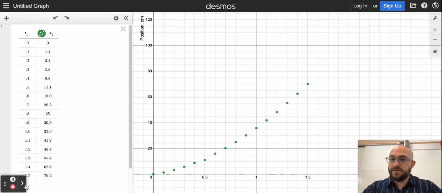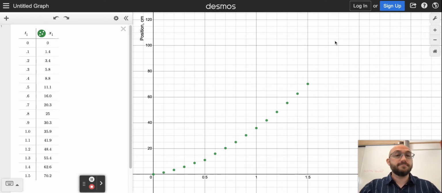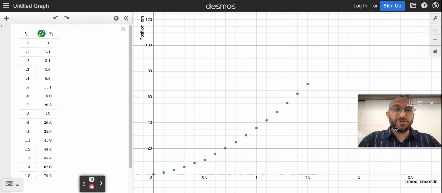So here I have all of my position time data, and I've graphed it. Now, I wanted you to graph it by hand. I use Desmos just to make it easier to share with you.